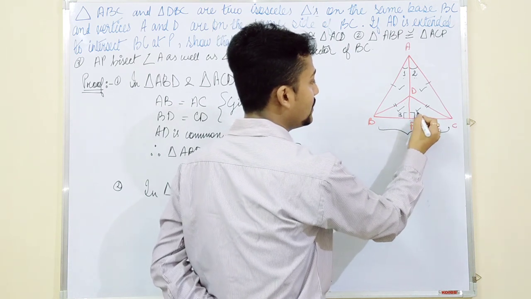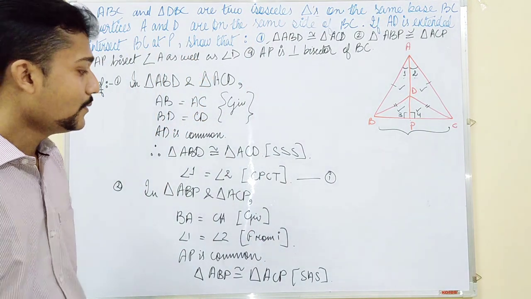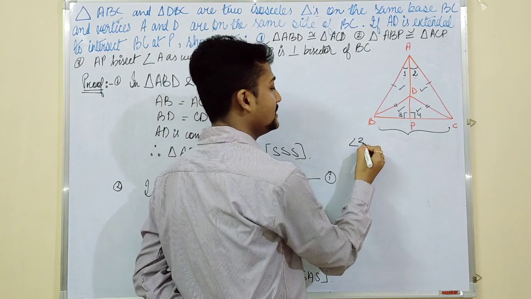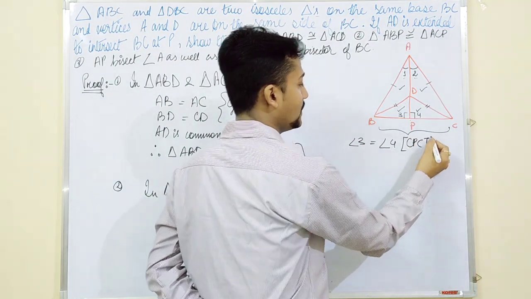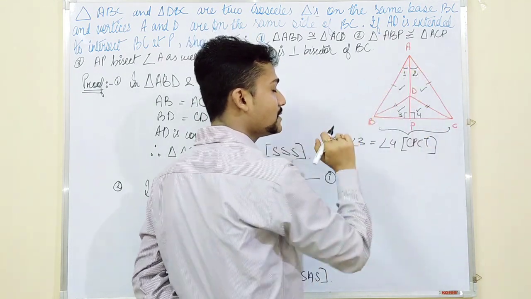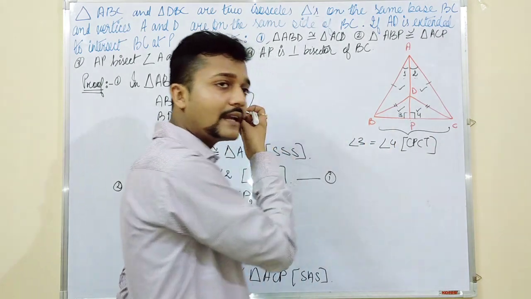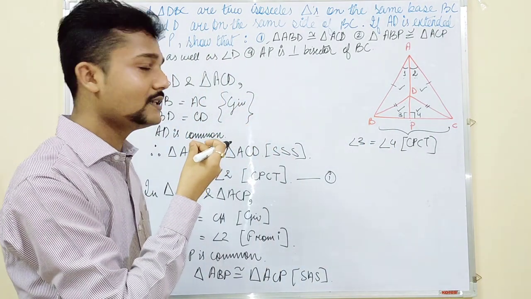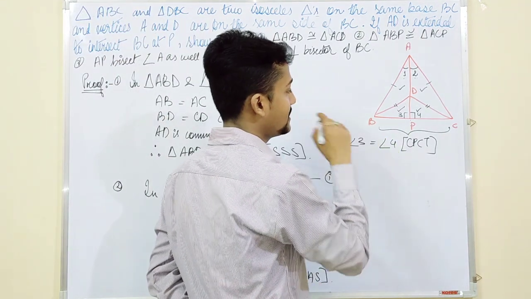That means angle 3 and angle 4 are equal to one another, by CPCT. Angle 3 is equal to angle 4 by CPCT. Because these two triangles are congruent to one another, this particular angle and this particular angle will be equal by corresponding parts of congruent triangles. That is the correct criterion.